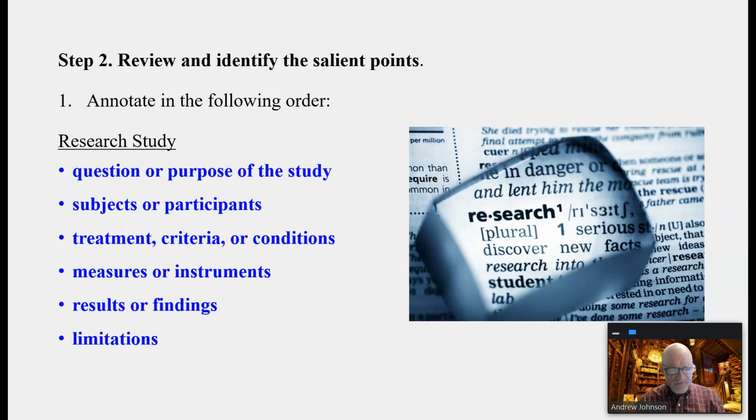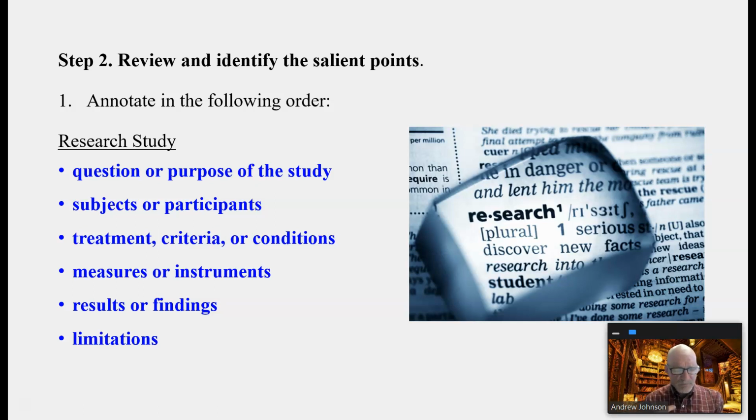Then you have to review your sources or your notes and identify the salient points. What are just the salient points I'm going to include, the important points. Now, research studies are pretty straightforward. You annotate or describe the following. First, the question or the purpose of the study. This is usually one sentence to describe the research question or the study purpose.